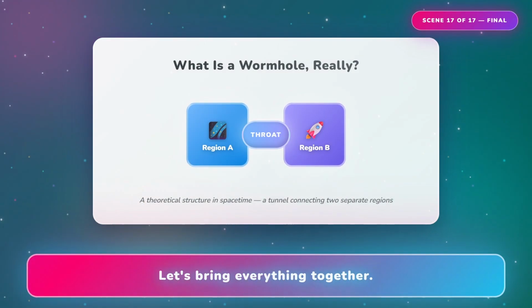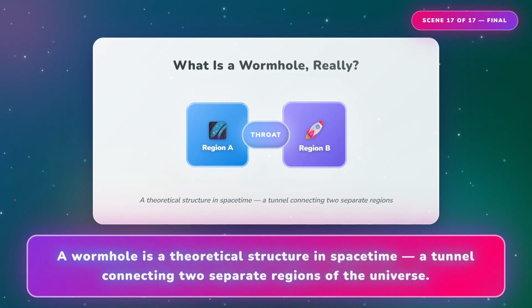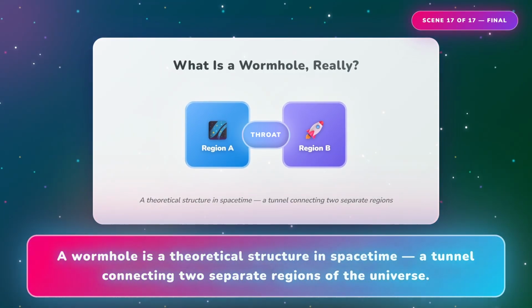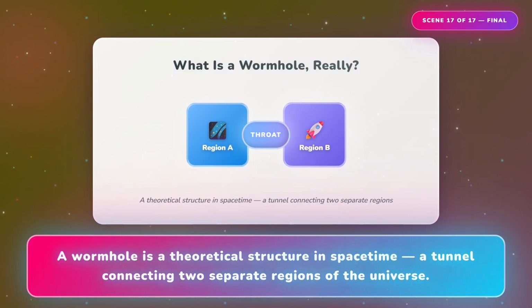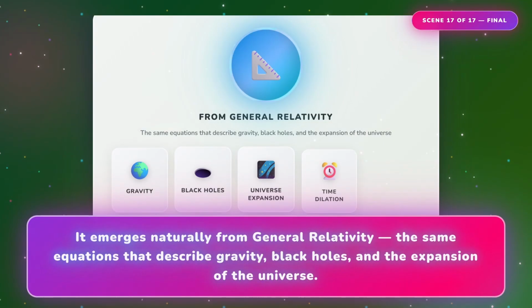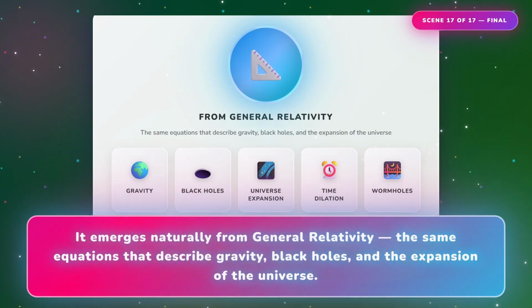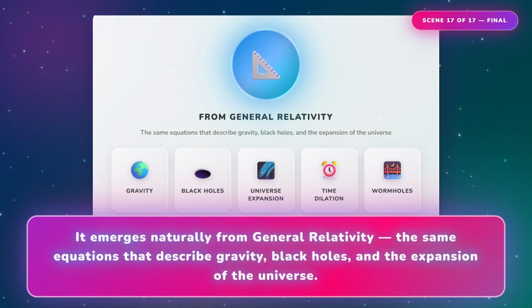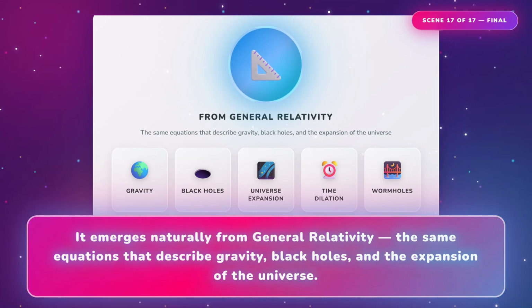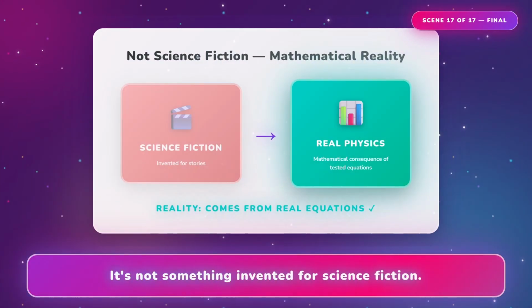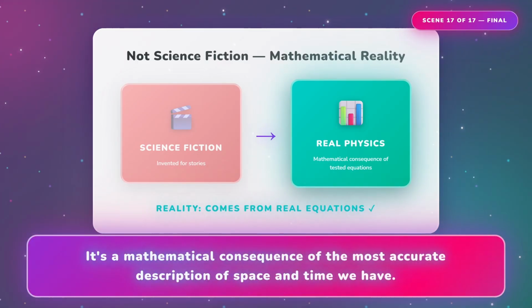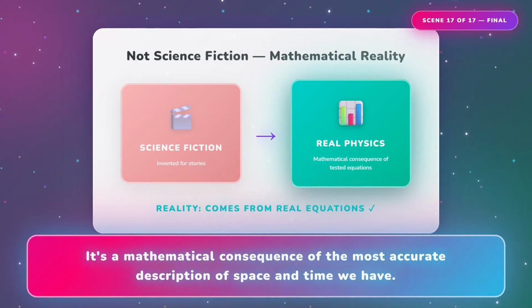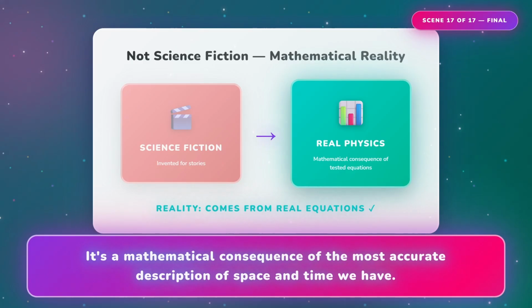Let's bring everything together. A wormhole is a theoretical structure in space-time, a tunnel connecting two separate regions of the universe. It emerges naturally from general relativity, the same equations that describe gravity, black holes, and the expansion of the universe. It's not something invented for science fiction. It's a mathematical consequence of the most accurate description of space and time we have.